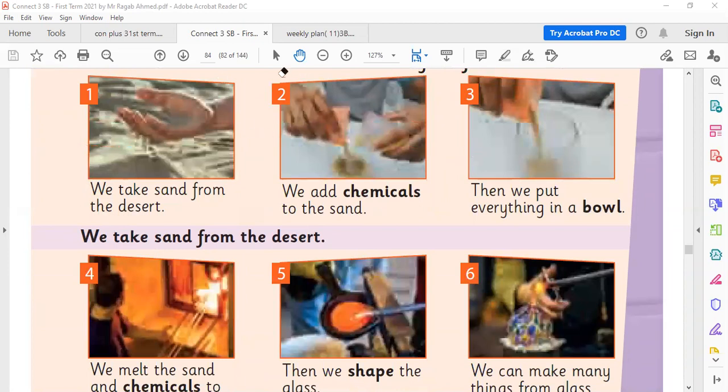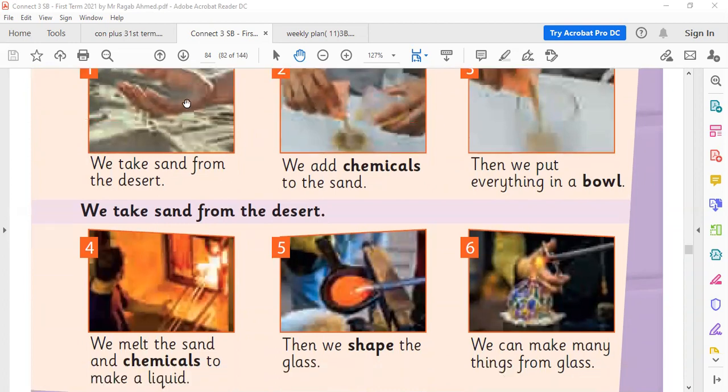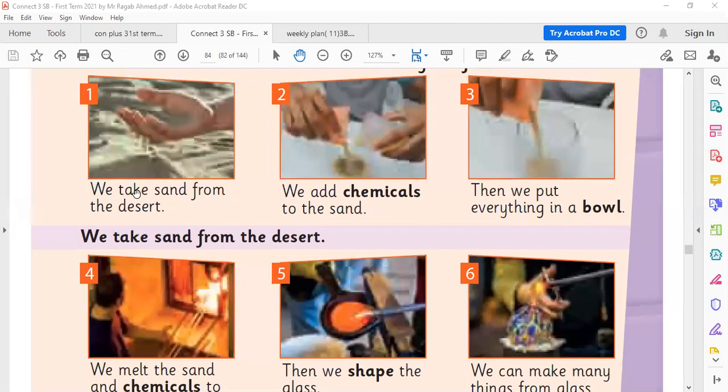Mister, can I go to the bathroom? Yes, you can go. In picture number 1, we take sand from the desert. In picture number 2, we add chemicals. Chemicals. Repeat after me. Chemicals. Chemicals. You have a question?